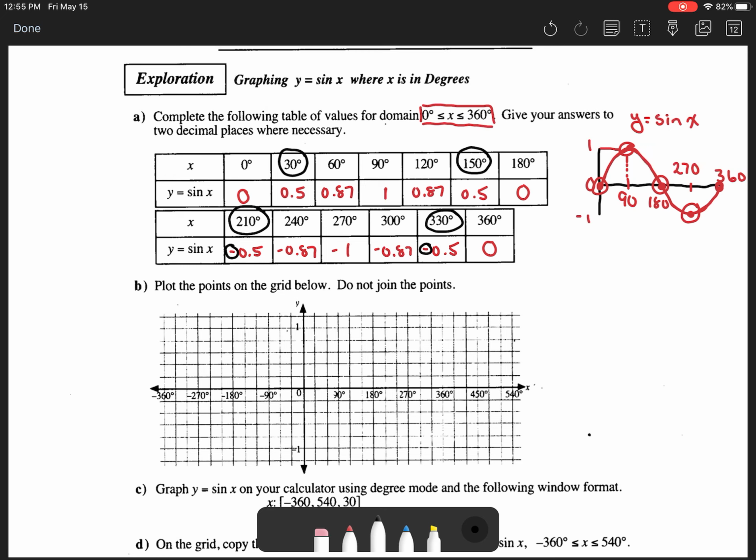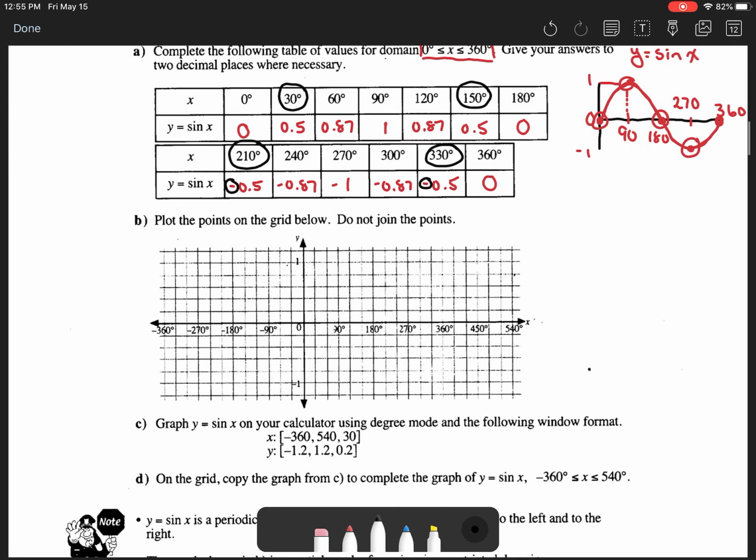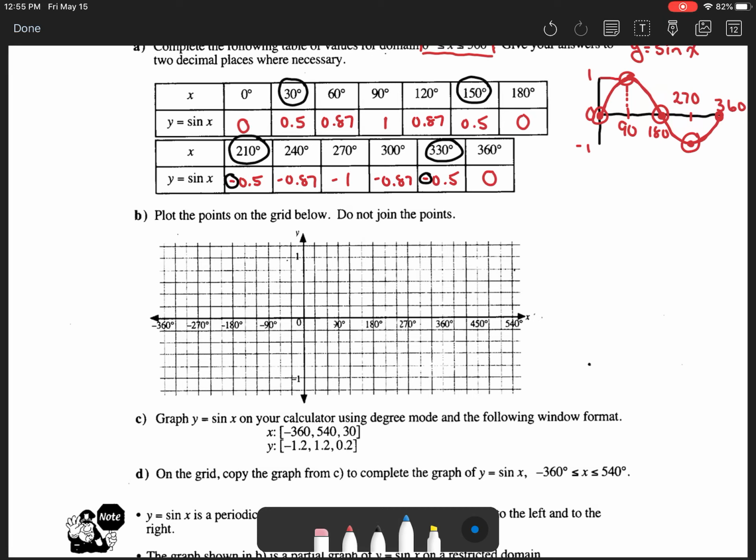So what they asked me to do is plot the points on the grid, but don't join the points. Well, this is what I can simply do, and you'll notice in B here, they give me window settings for X and they give me window settings for Y. So remember, the first ones are always the minimums. So X minimum would be negative 360 degrees. The second one in the X would be the X maximum, 540 degrees. And then, interesting, 30 is my scale. That means 30 degrees. So each tick on the X-axis is basically indicating 30 degrees.